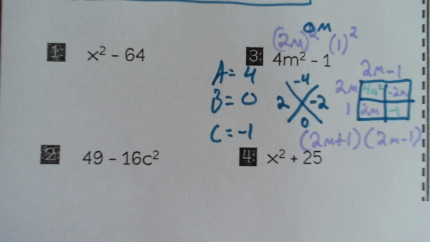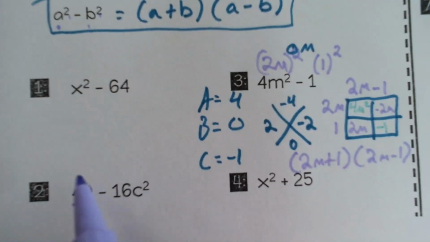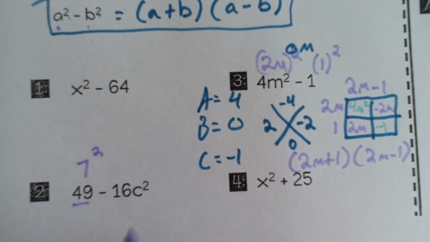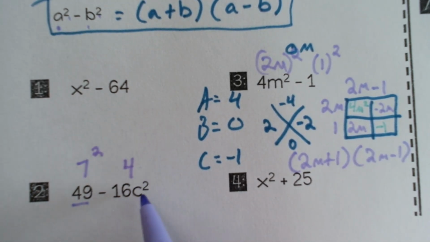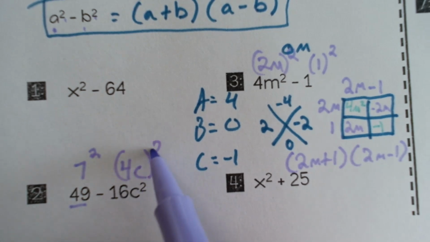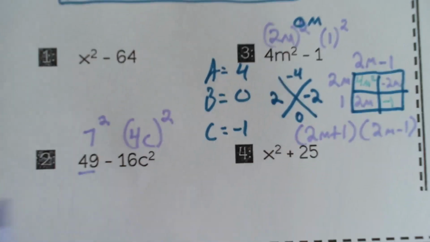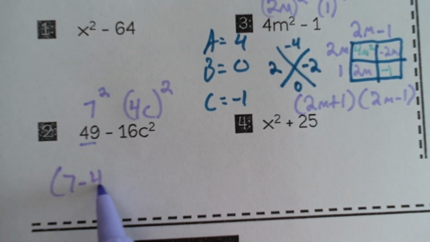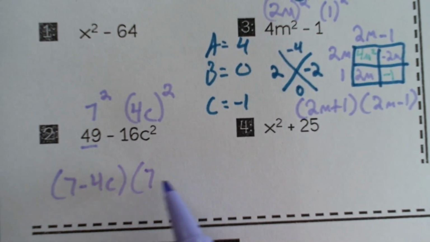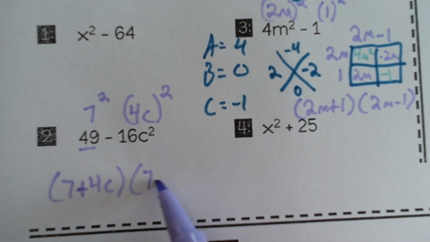In this case, I know that 49 is a perfect square. It's 7 squared. I know that 16 is a perfect square. It's 4 squared. And this C value, it's also squared. So if I went through and did this entire thing, my answer here would be 7 plus 4C, 7 minus 4C.